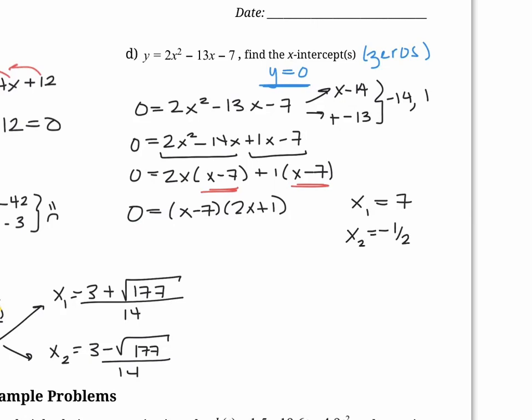If you're still having trouble finding that, remember, just set that factor equal to 0. Set 2x plus 1 equal to 0. What would x have to be? Bring that 1 over, so I have 2x is equal to negative 1. Divide by 2, divide by 2, and I have x is equal to negative 1 over 2. And that's how I got this value. So here are the 2 x-intercepts, and we're done.